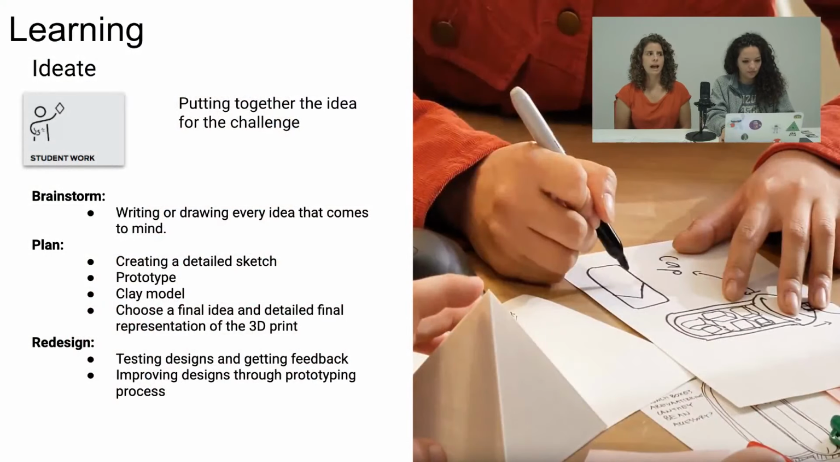After we think about how students are going to learn how to 3D model, we need to help them ideate. And ideate means to put your idea together. So we want students to start thinking about how they're going to put their idea together for that challenge you gave them a couple slides back. This is where students are going to be brainstorming, planning, and redesigning.